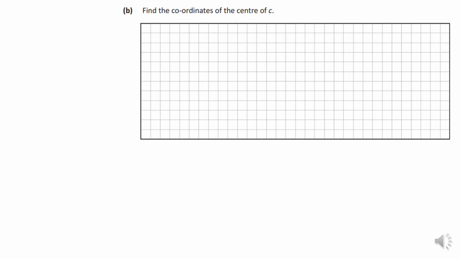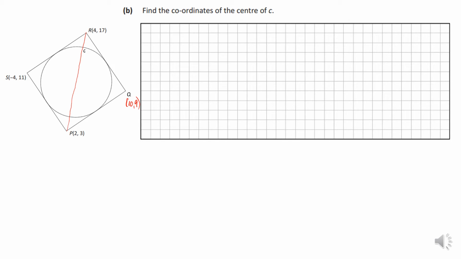Part B, find the coordinates of the center of C. So we need a picture to do that. C is our circle, and we're looking for the center. So how are we going to do that? All of those corners are on the square, not the circle, and remember that Q was 10, 9. Well, we can use the fact that in a parallelogram, if you join opposite corners, they bisect each other.